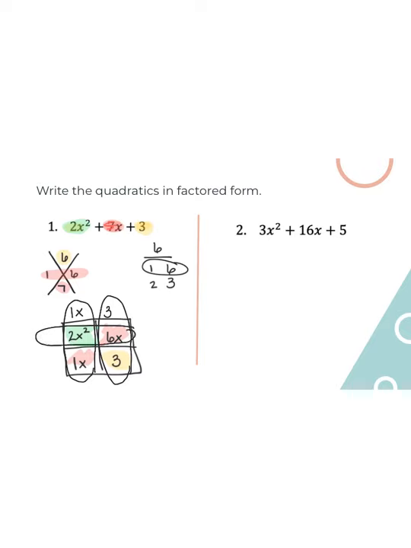Okay, so what do 2 and 6 both have in common? Well, I know they both have a 2, and the 2 has an x by it, and the 6 also has an x by it, so I know they both have an x in them.